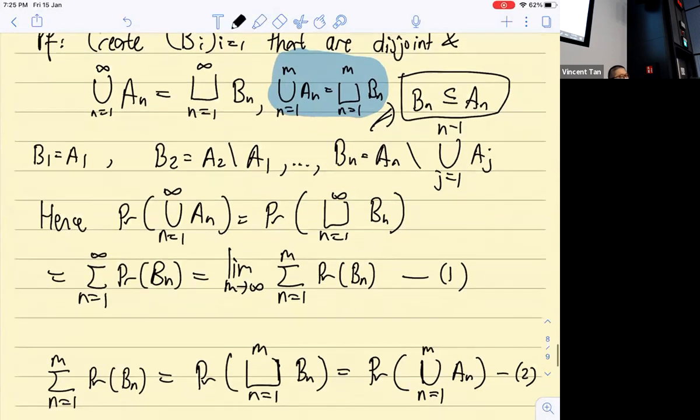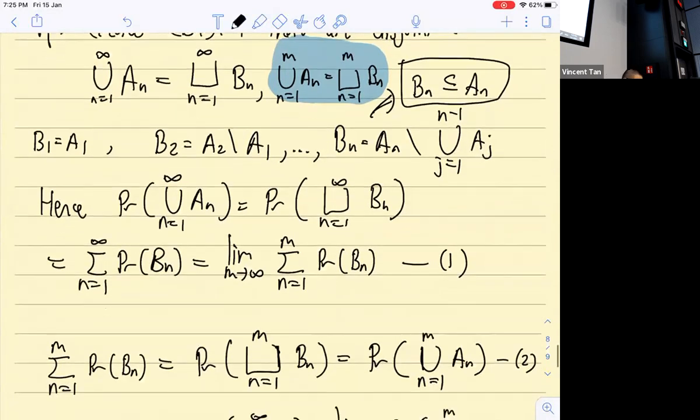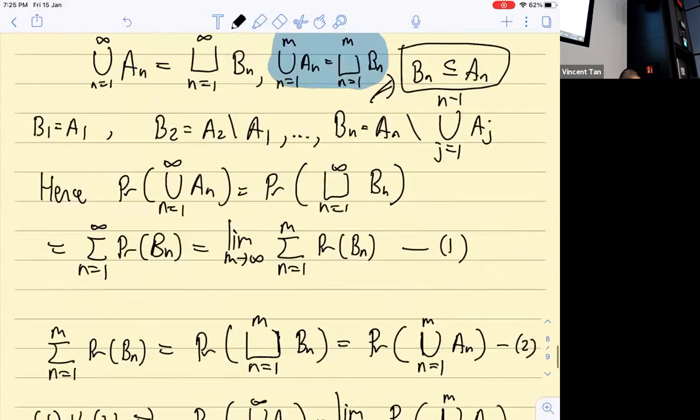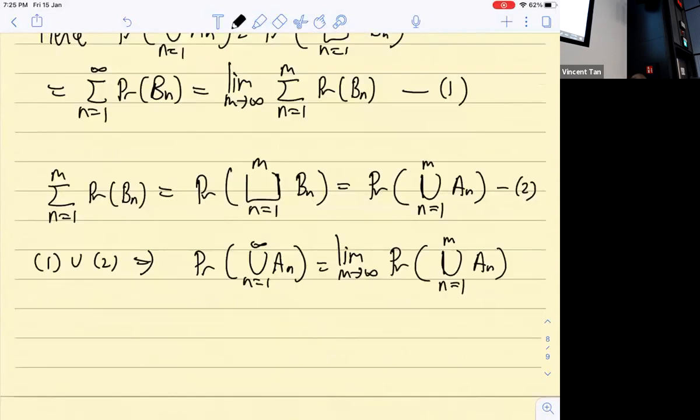Okay, so we have the infinite version and we have the finite version. The finite version is easy to see from the picture. The infinite version needs a small little proof. Okay, but this is the whole proof. I'm stringing just 1 and 2 together. So now we have this. Let's conclude the last fact.